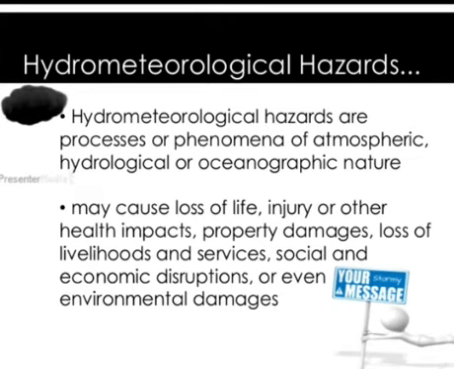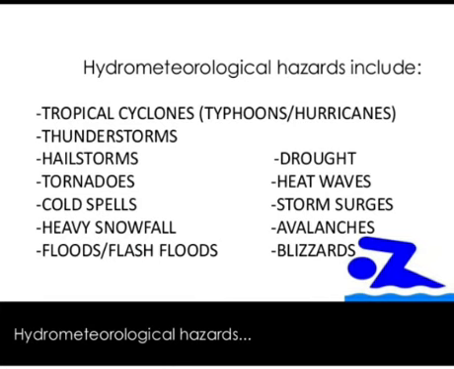Kasi negative yung hazard eh. Since it was labeled as a hazard, it has negative impact on us. So there are the samples of hydrometeorological hazards. The tropical cyclones, these are the typhoons and hurricanes, thunderstorms, hailstorms, tornadoes, cold spells, heavy snowfalls, floods, flash floods, drought, heat waves, storm surges, avalanche, and blizzards.